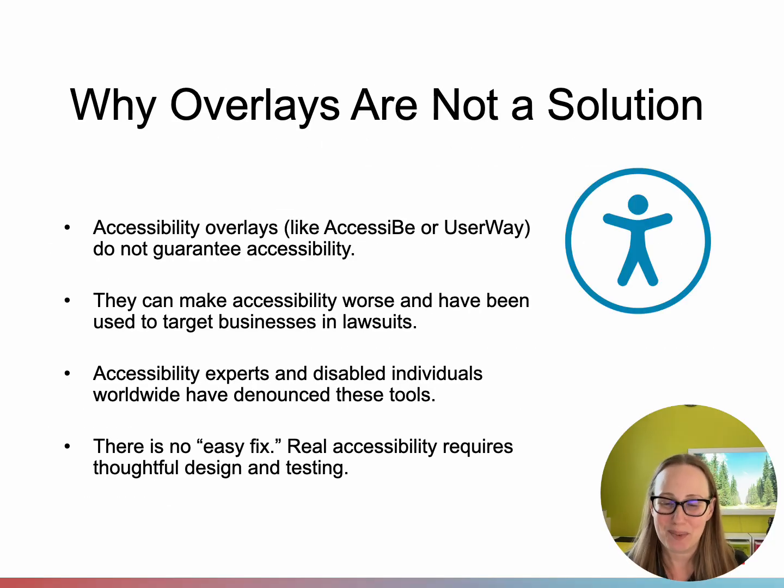So here's where I'm going to talk about why overlays are not the solution. So the overlays like Accessibility or UserWay, which a lot of developers will try to sell you. They cost about $50 or $60 a month. They do provide this little guy on your website that people can click, and then they can use it to change the colors and fonts and things like that on your website.